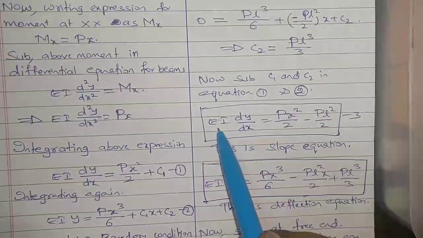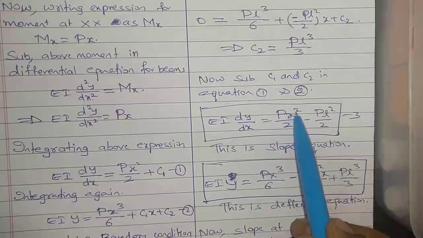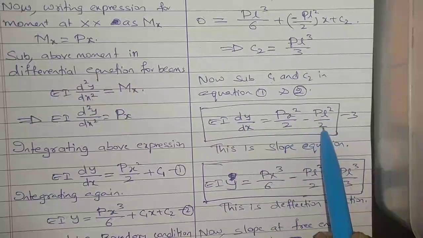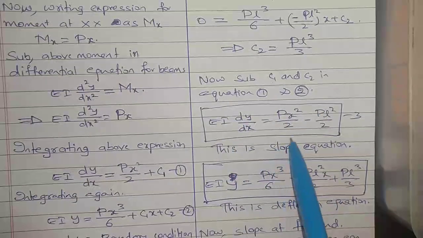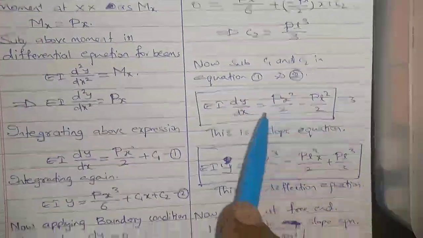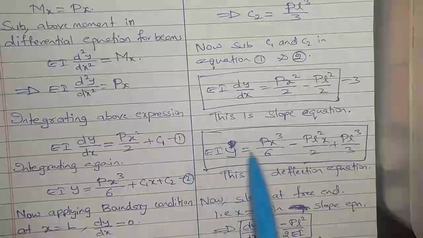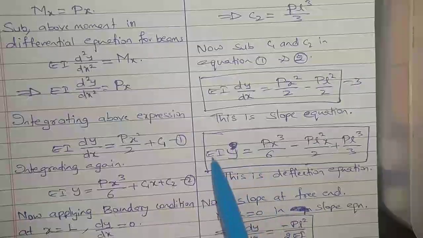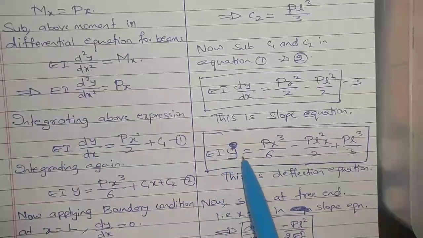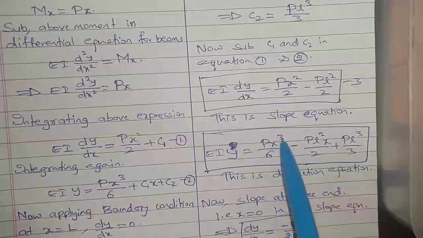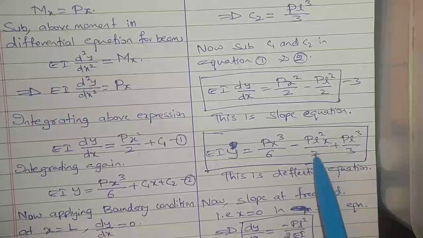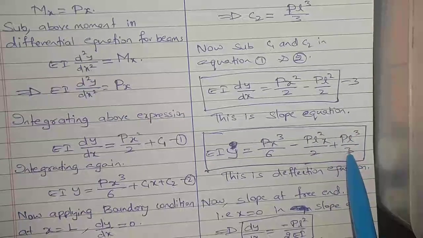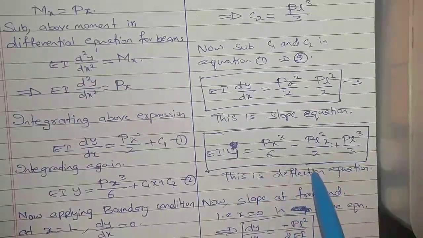This becomes EI dy by dx equal to Px square by 2 minus PL square by 2. So this is called the slope equation. And again if you substitute C1 and C2 in equation 2, you will be getting one more equation, EIy equals Px cube by 6 minus PL square x by 2 plus PL cube by 3. This is called the deflection equation.